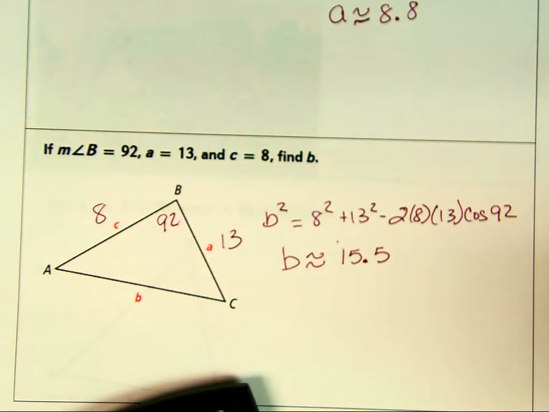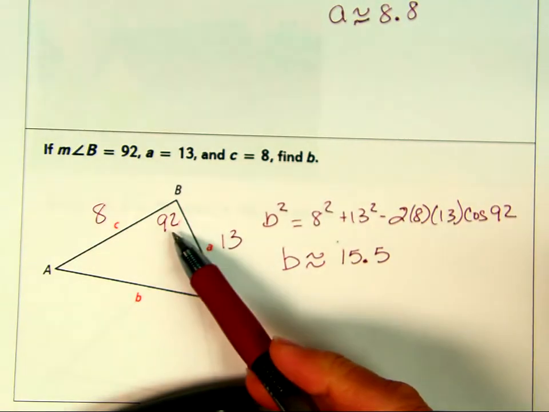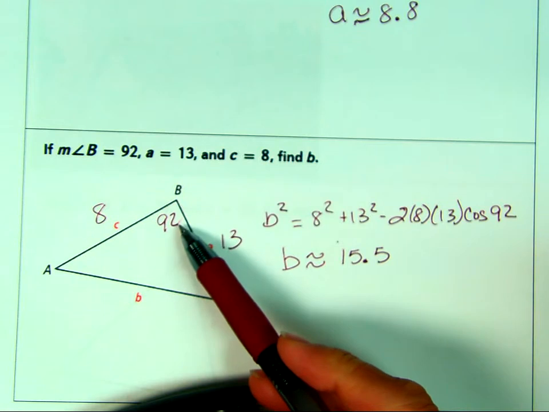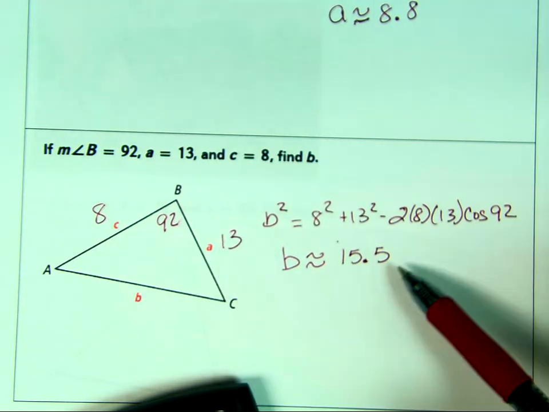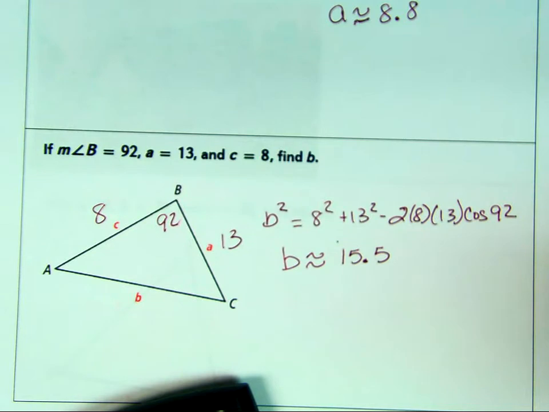Then I like to see if that makes sense. Yeah, that would have been the biggest side. It's an obtuse angle, and there can only be one obtuse angle in a triangle. So this side would have to be bigger than those two, and 15.5 is definitely bigger than 13 and 8.